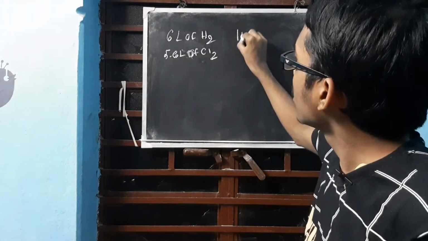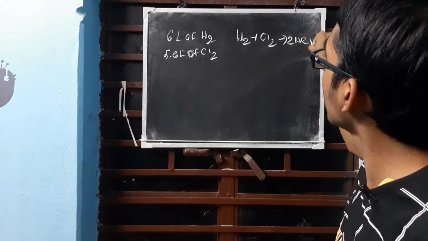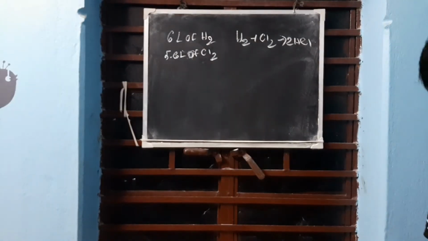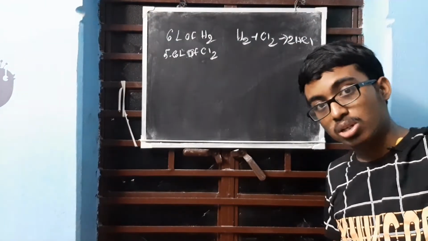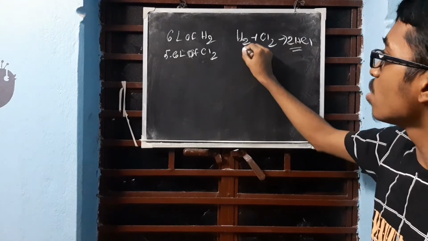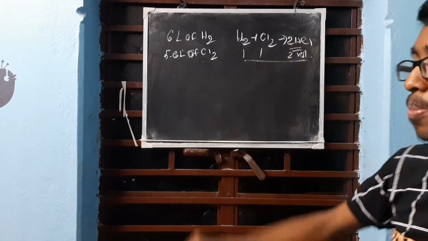First thing, H2 plus Cl2, what will it give? Obviously it will give 2HCl. That is a gaseous state, not liquid state. You will be learning this in the HCl chapter itself, that when direct synthesis happens, the formation is also a gas, not a liquid. Liquid is only in water. So this is a gaseous state. So 1 volume gives you 2 volume. This has to be seen properly.